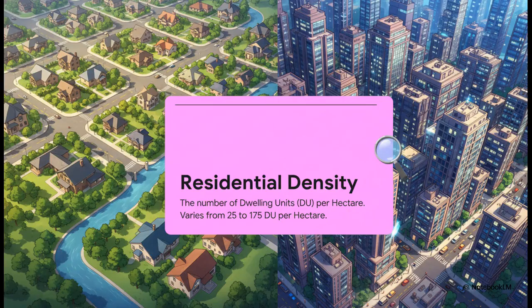Okay, so the first big idea is something called residential density. Now, it sounds super technical, but it's actually pretty simple. It's just how many homes are packed into one area. Planners work with a whole range, from maybe 25 homes per hectare, picture those quiet suburban streets, all the way up to 175, which feels much more like a busy downtown. And that one number basically sets the entire vibe for your neighborhood.